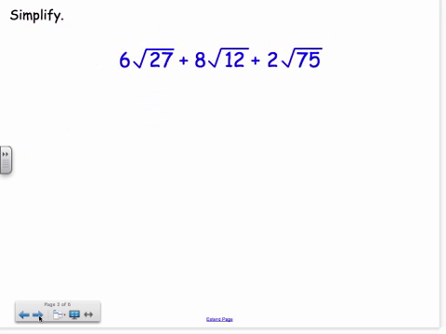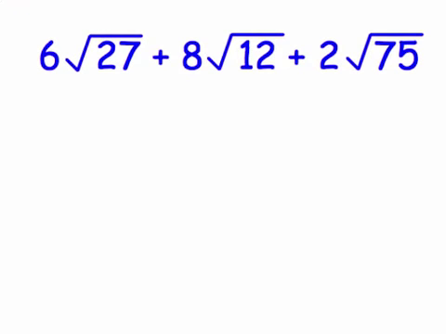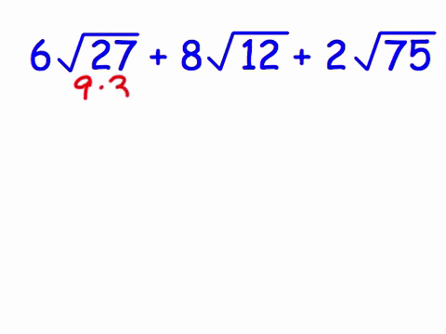Let's look at something else here. If I look at these three terms, they have different radicals, right? 27, 12, and 75. So your initial thought is, hey, I can't combine those. But guess what? We can simplify them, can't we? Just like we did yesterday. So if I look at 27, does it have any perfect square factors? It does, right? 9. 9 times 3. So I can simplify that. I'm going to go ahead and do that one first.